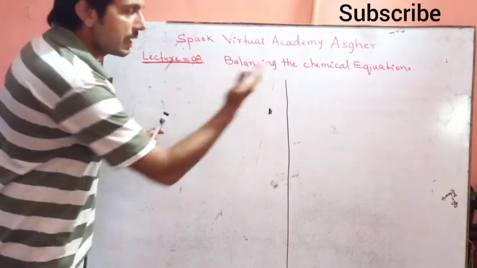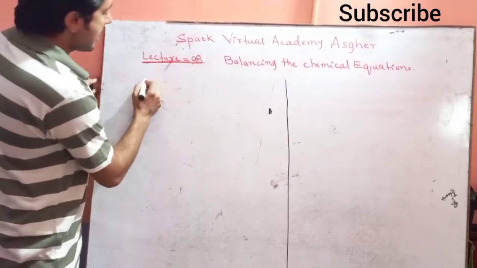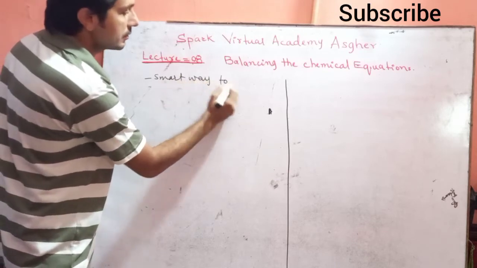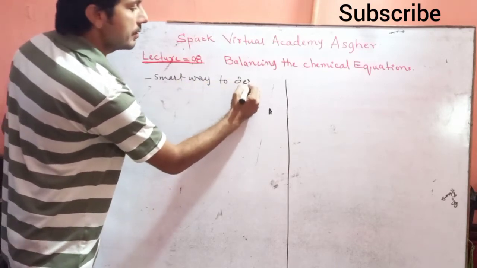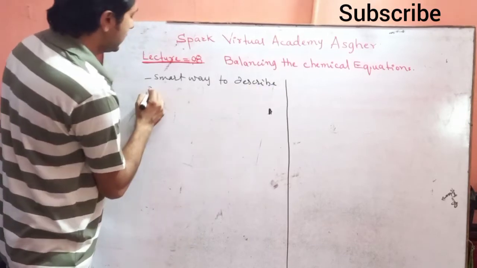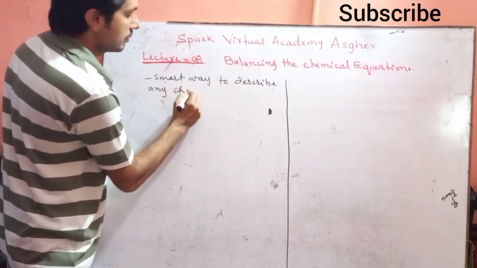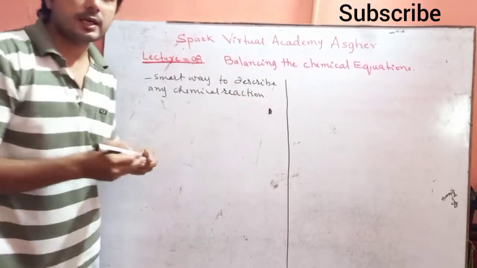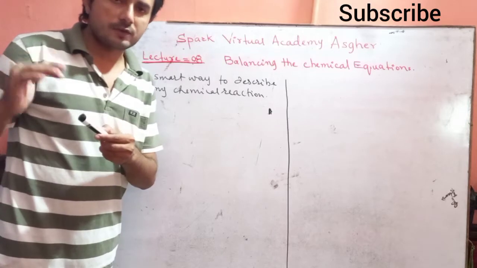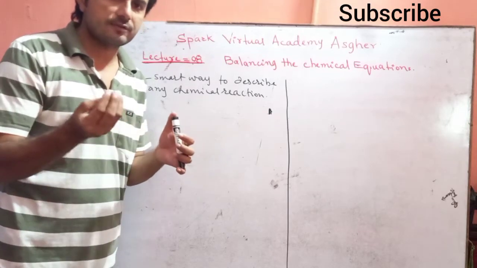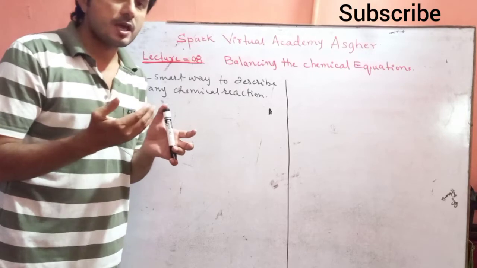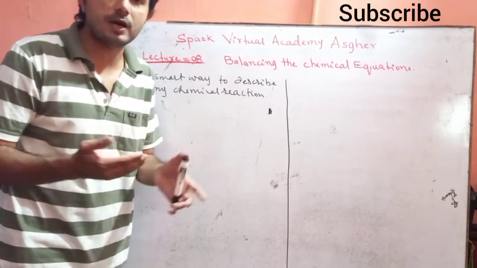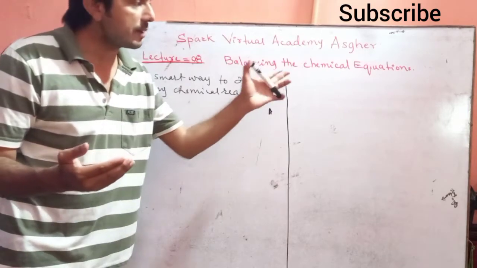So basically, chemical equations mean the smart way to describe any chemical reaction. Okay, we did in our last lecture about the chemical reactions, and we did the 5 types of those chemical reactions. Now if we are going to describe those chemical reactions in terms of symbols or formulas, then those are known as the chemical equations.